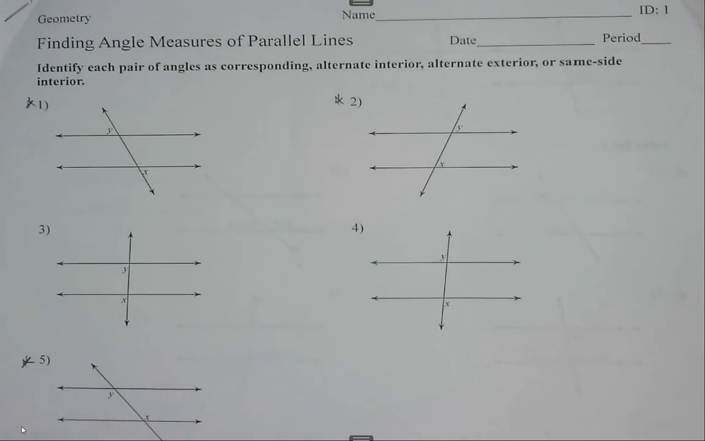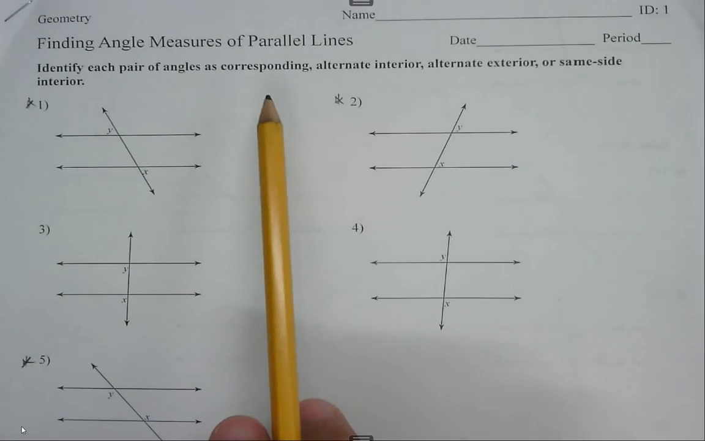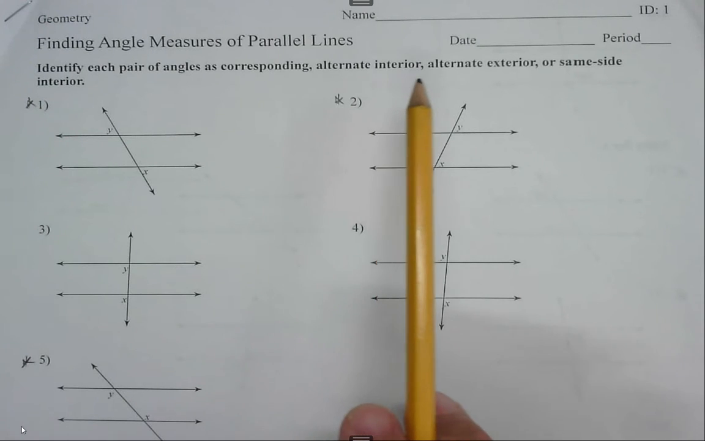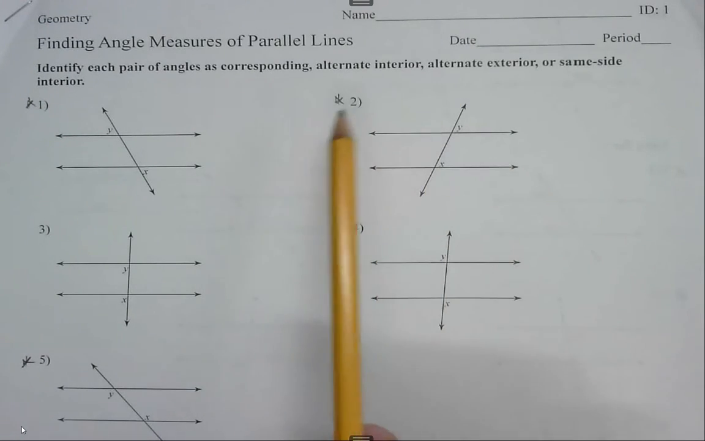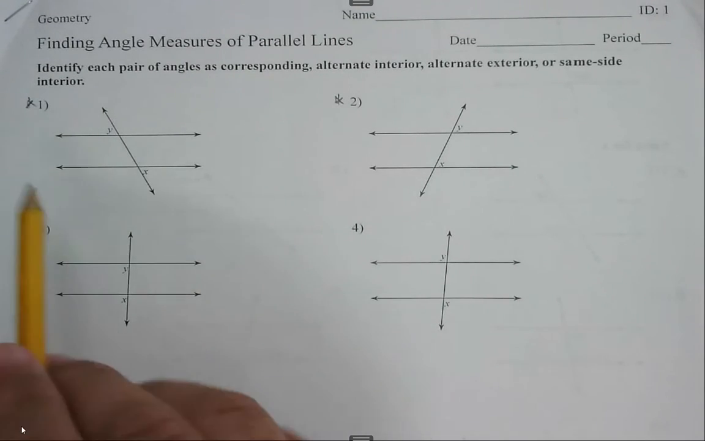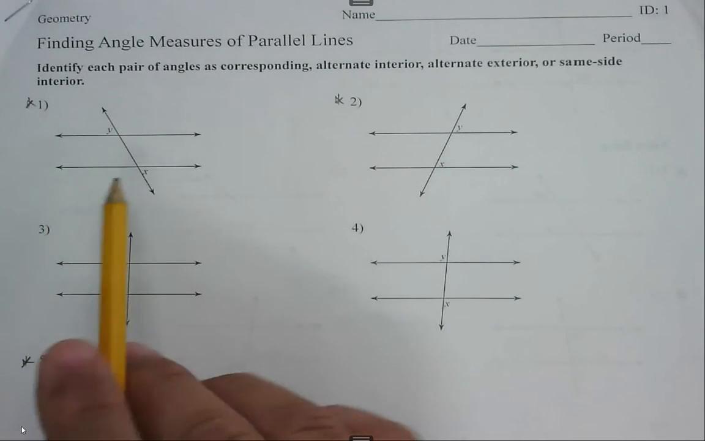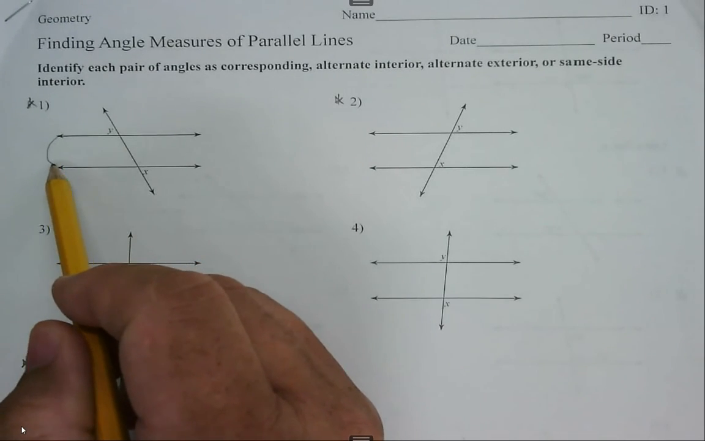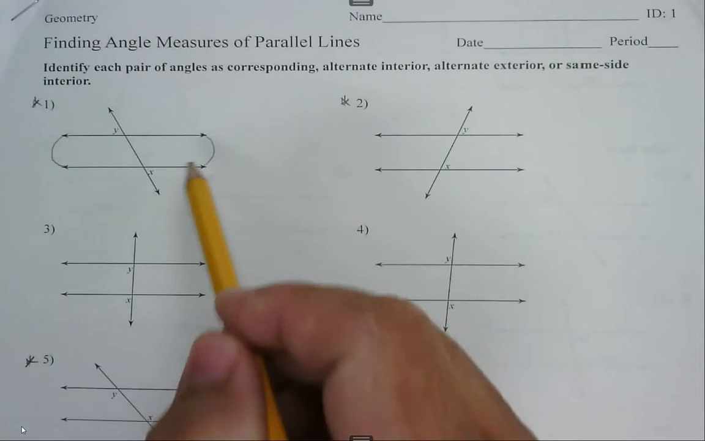So for number 1 through 5, again, my instruction says identify each pair of angles as corresponding, alternate interior, alternate exterior, or same side interior. So let's look at number 1. And what I want you to notice is, and this is the way I would usually do this in class, and just because of the situation we weren't able to do this, but the way I like to explain this is this: if this is my parallel lines, I like to look at this as if this is a car. So think about this as the front of the car, and this is kind of the back of the car.